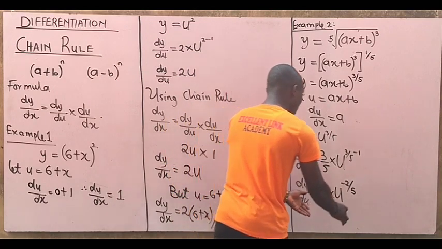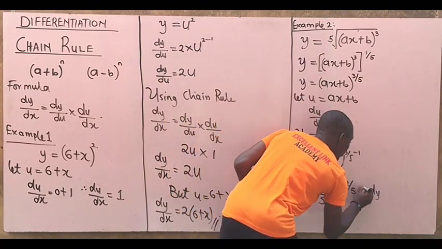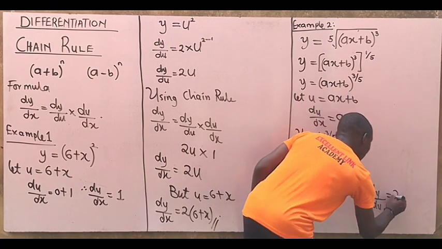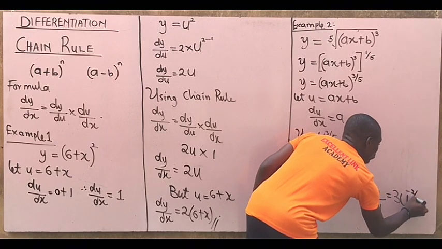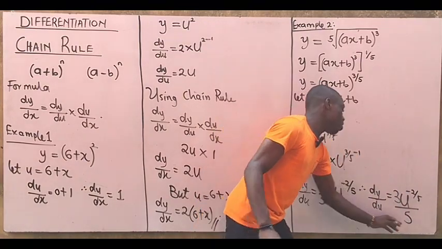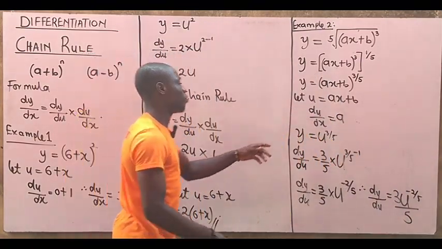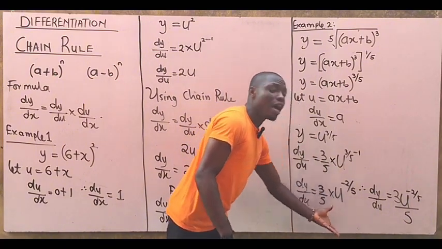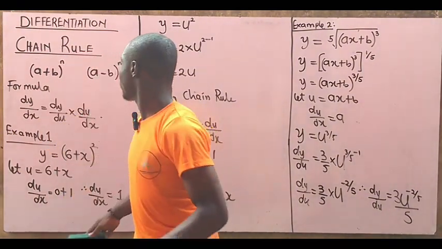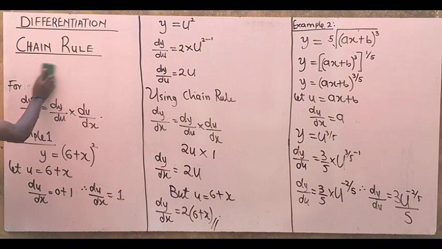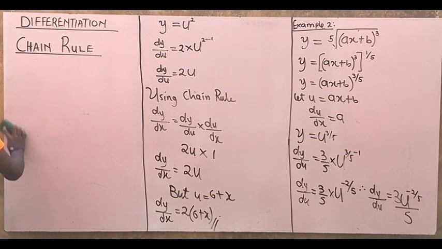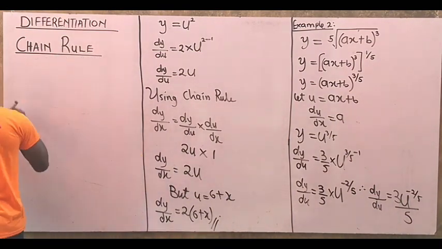So it means that from here now, the value for dy over du will be equal to 3u to power minus 2 over 5, all over this 5 here. So at this point now, I've gotten my value for du over dx, and also dy over du. At this point there, I will apply the chain rule concept.